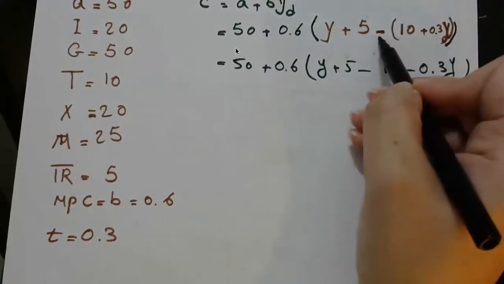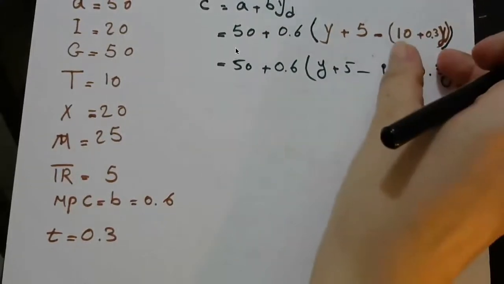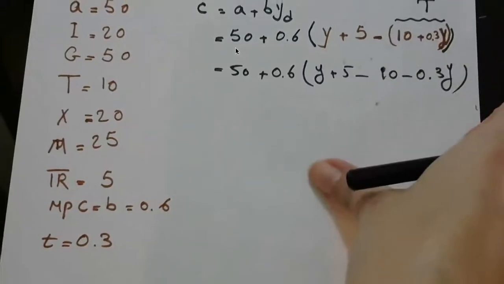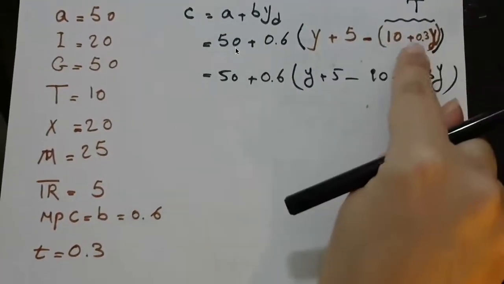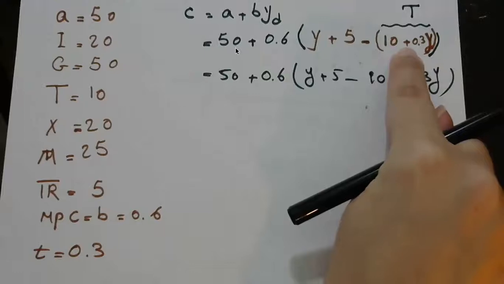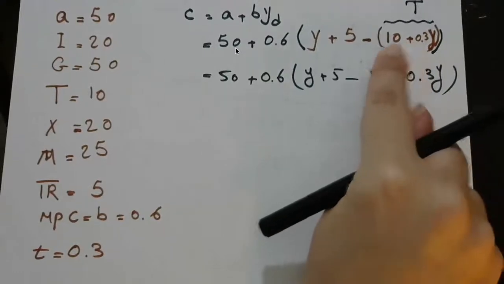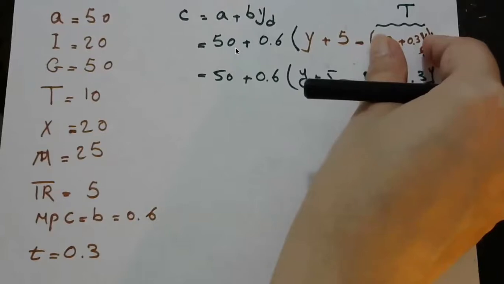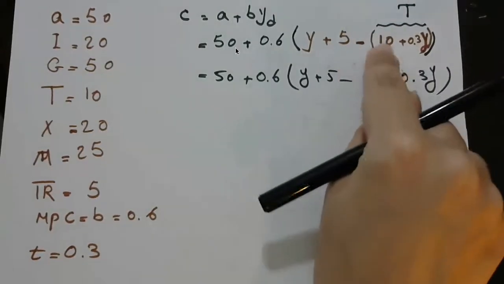So do remember that this minus is amount of t. So this whole thing is t, okay? Normally what students do mistake is that they put this positive. Once you calculate this positive, it is wrong because you have to deduct it from the tax, and this whole thing is tax. So that's why this negative is going inside this bracket.